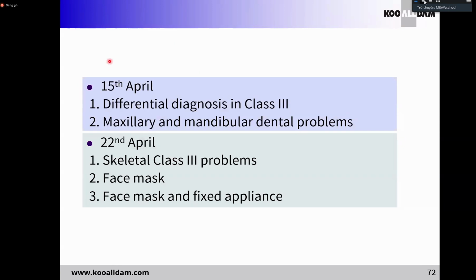So next week, we'll discuss class 3 differential diagnosis. Second, maxillary and mandibular dental problems: how can we treat this? It is simple. And also skeletal class 3 problems and face mask: how can you treat and apply face mask? And in severe class 3 malocclusion, we can use face mask combined with fixed appliance.